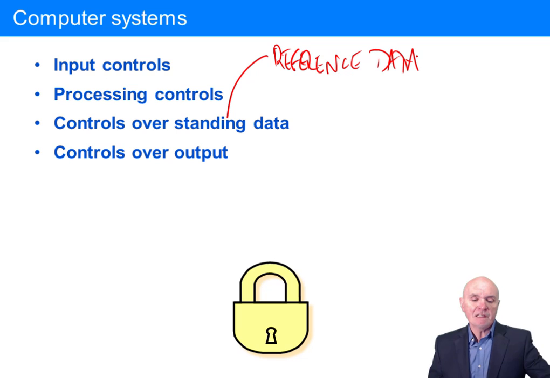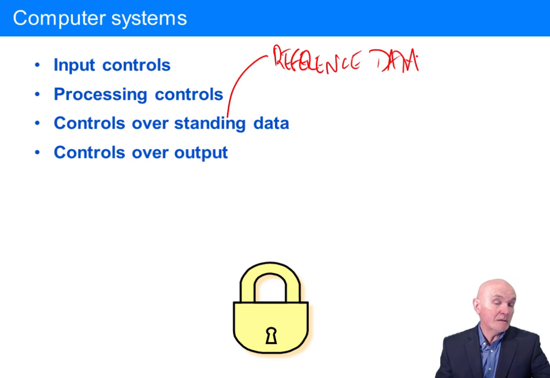And the sort of data that you have here would be, say, an employee's name, an employee's bank details. They're pretty static. The employee's rate of pay is probably going to change once a year. The selling price of a good is only going to change fairly rarely. This has to be contrasted to transaction data.